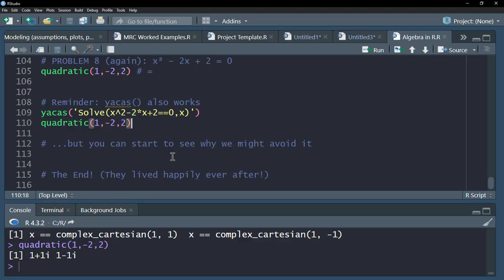Next time, I think I'm going to show you how to use R to solve trigonometry problems, which I think is actually pretty fun. And I actually do use R to solve trig problems periodically.